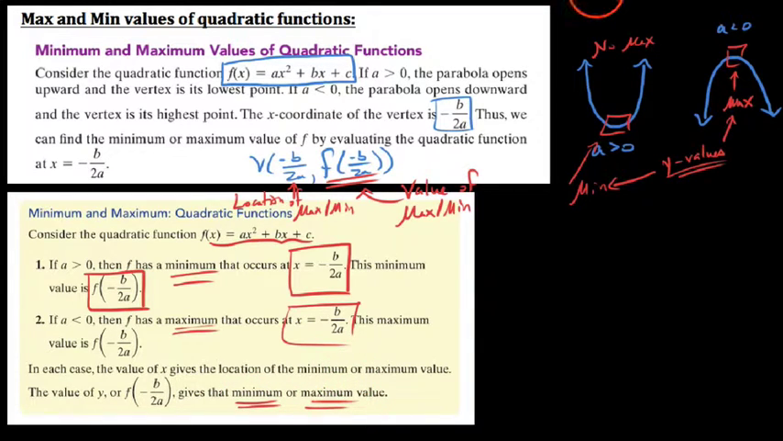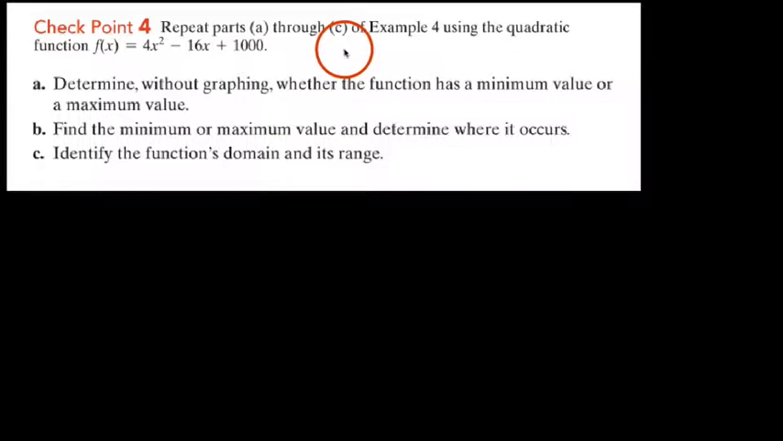So what we're going to do is play around with this idea in these next couple of examples. So take a look at this first one. It says, repeat parts A through C of example 4 using the quadratic function. So we have all of this right here, f of x equals this. I recognize already that this is something that opens upward. Let's read the questions now.